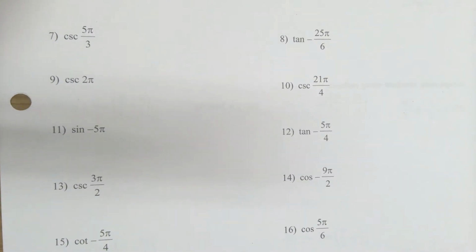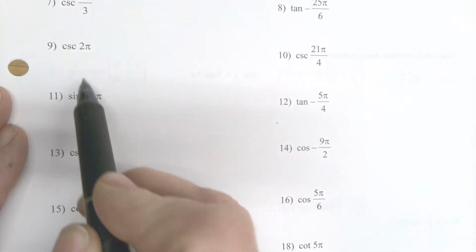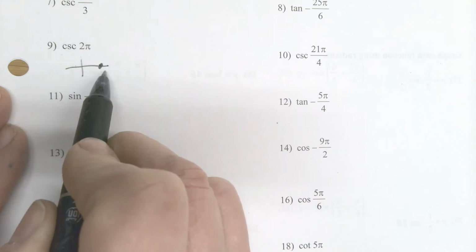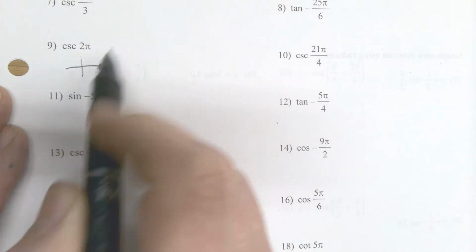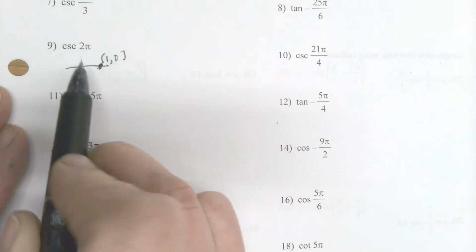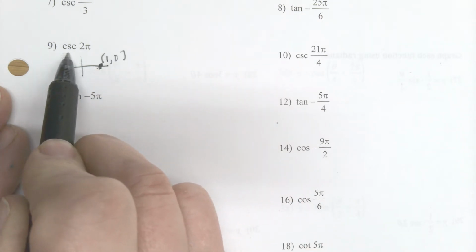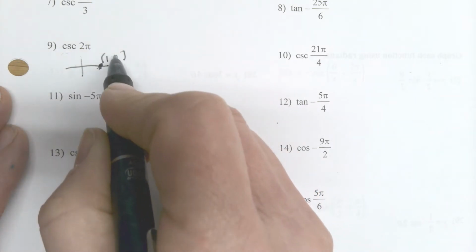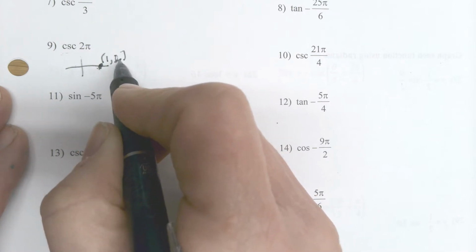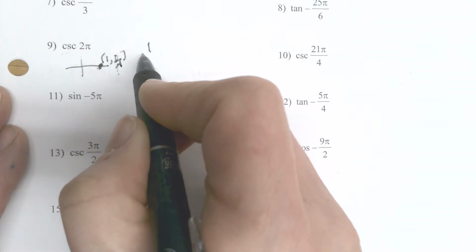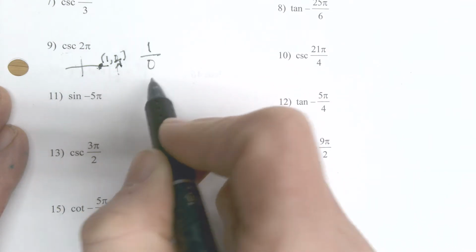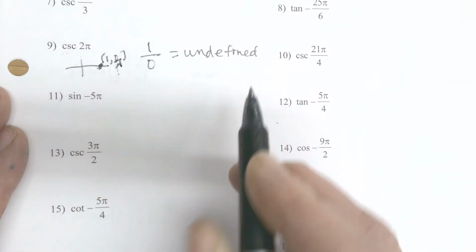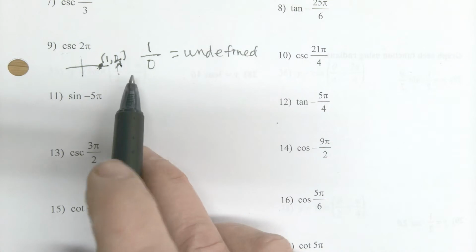Okay, so working on the review, problem number 9, the cosecant of 2 pi. I start this the same way. I figure out where 2 pi is. That's the point over here, right back at the beginning, 2 pi, which is 1 comma 0. Cosecant is the reciprocal of the sine. So I take the sine, which is 0, technically like 0 over 1, and I flip it: 1 over 0. Anytime I have 0 in the denominator, it is undefined. So that is my answer for number 9.